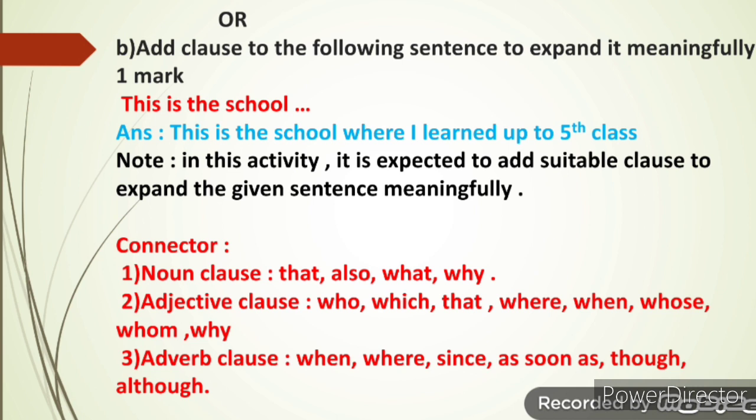Connectors are: noun clause: that, also, what, why. Adjective clause: who, which, that, where, when, whose, whom, why. Adverb clause: when, where, since, as soon as, though, although.